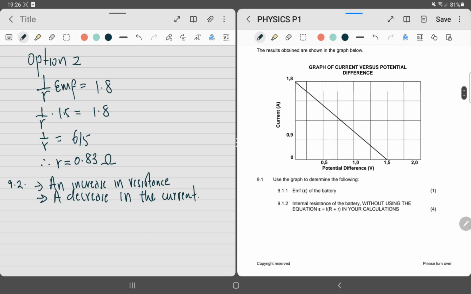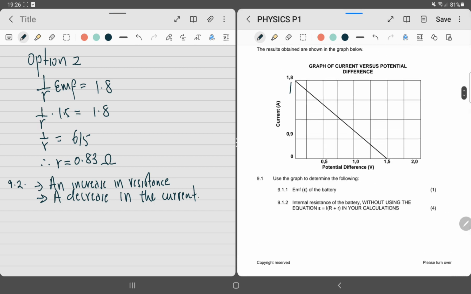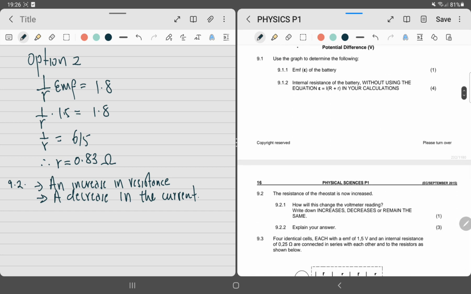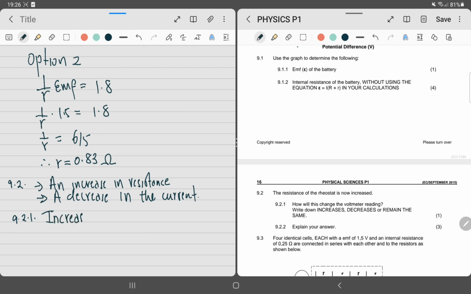So now let's look at our graph. As the current decreases, our potential difference increases. So we expect the voltmeter reading to increase, because look, when you decrease the current, the voltmeter does what? It increases. So we expect an increase. 9.2.1. So this is increases.